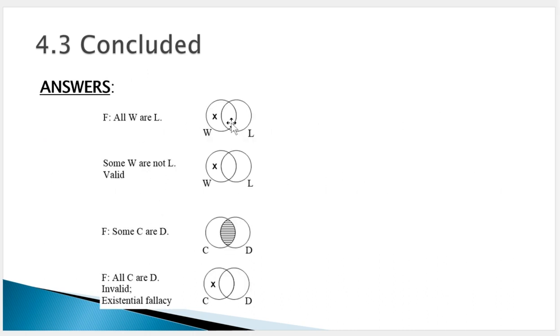All right, let's see how you did. Here is your premise, here's your conclusion. That is valid. Notice they're exactly the same. Yay, that's what you want. That's a valid argument right there. All right, here, some C are D, all D are C. Notice, empty space and an X. That's our existential fallacy, so that's invalid.